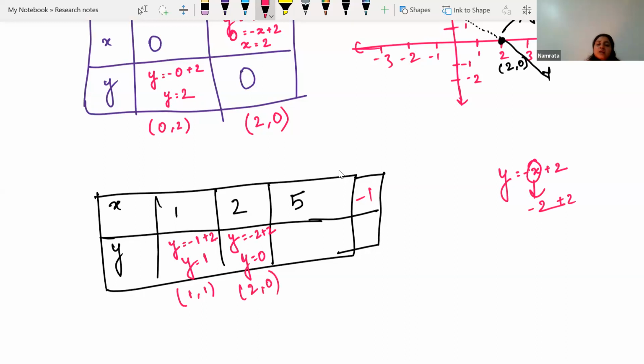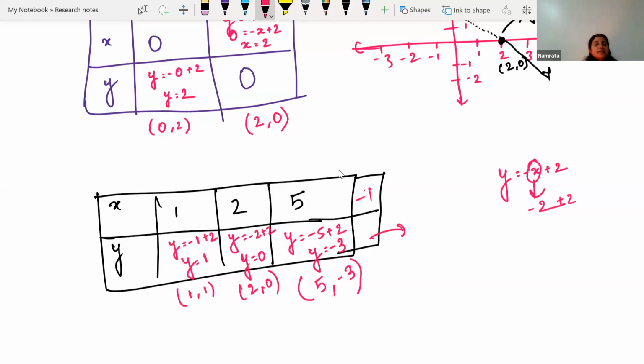X I have taken as 5. So y is equal to minus 5 plus 2. Y is equal to minus 3. When I have taken x as 5, we got y as negative 3. Even if we are getting a positive or negative number, it is still acceptable, but not decimal and fraction values, because on the graph paper, we will keep on searching for the fractions and the decimals.